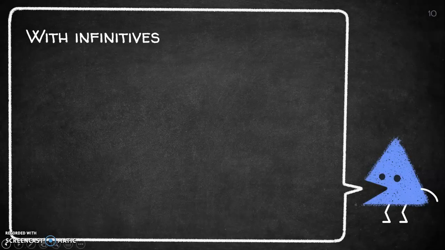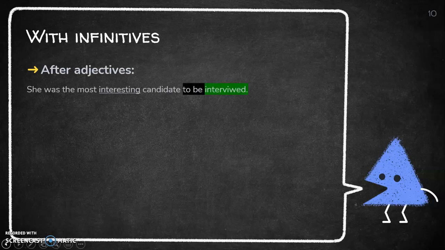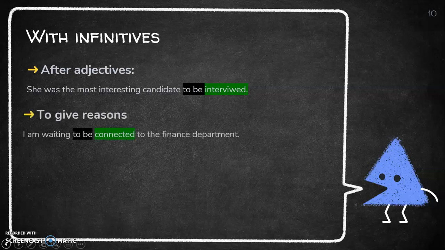And finally, we have the passive voice with infinitives. Again, think about the rules for infinitives. Let's think about these three here. After adjectives. We know that after an adjective, we normally have a verb. That verb has to be in an infinitive. She was the most interested candidate to be interviewed. To give reasons. Why are you waiting here? Oh, I am waiting to be connected.